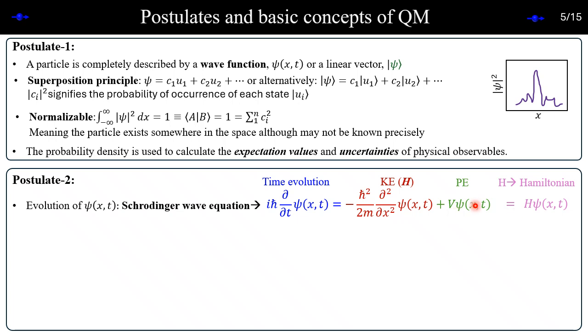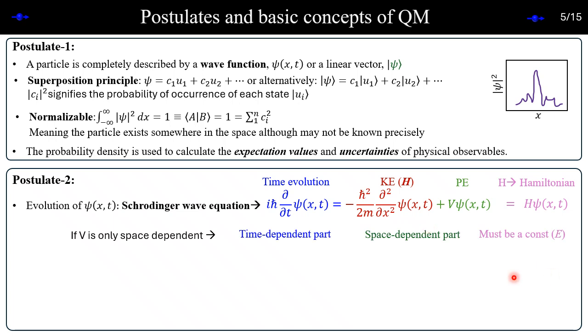Now most of the time, this potential is time independent. You can also make it time dependent, but we can simplify stuff. Potential is time independent, so this is V of x. If this is V of x, then it makes life quite easy.